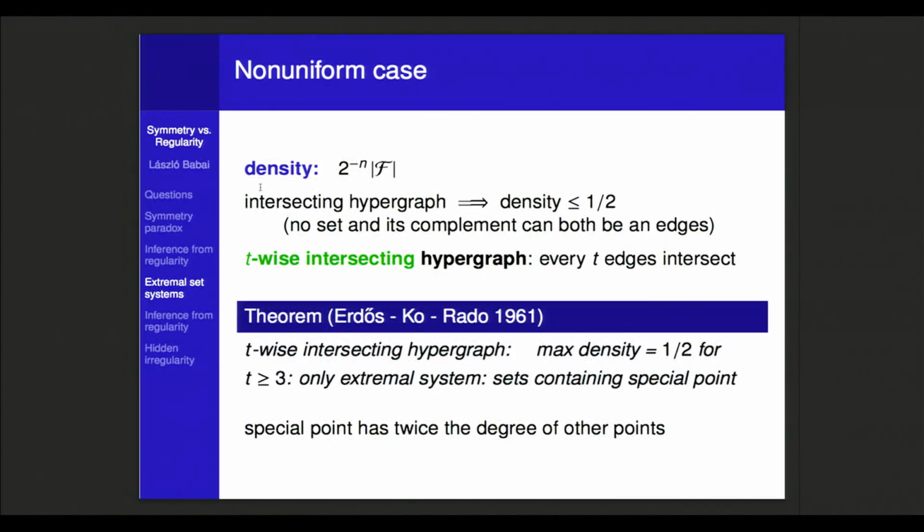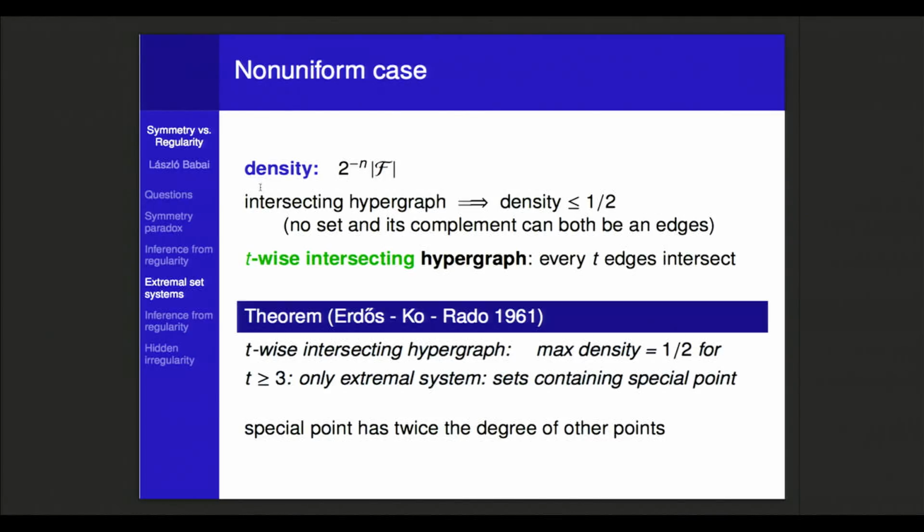If I take a non-uniform hypergraph, then naturally I can assign a density to it, which is simply I divide the number of edges by 2 to the n. So now an intersecting hypergraph obviously has density at most 1/2, because a set and its complement can never both be members of the set system.